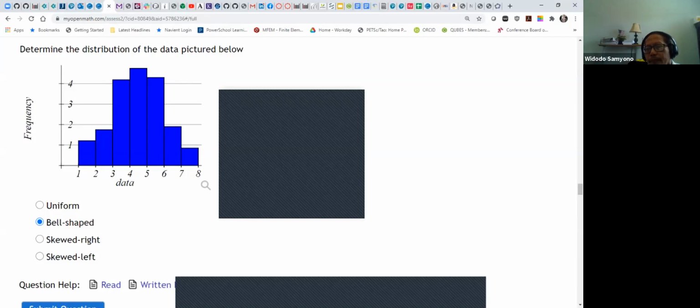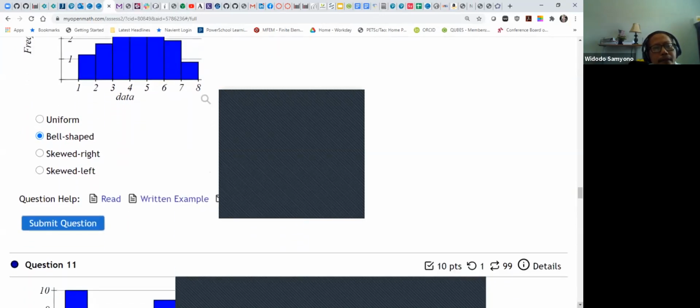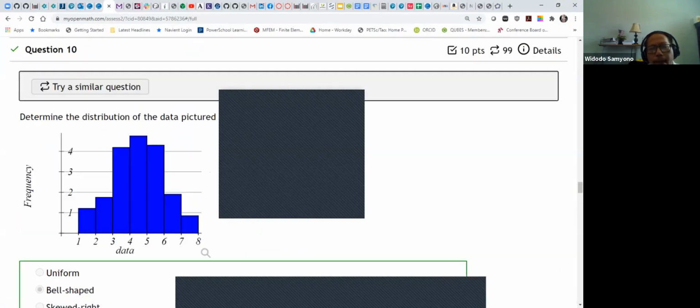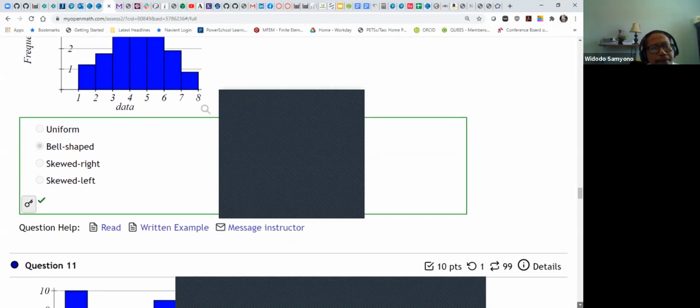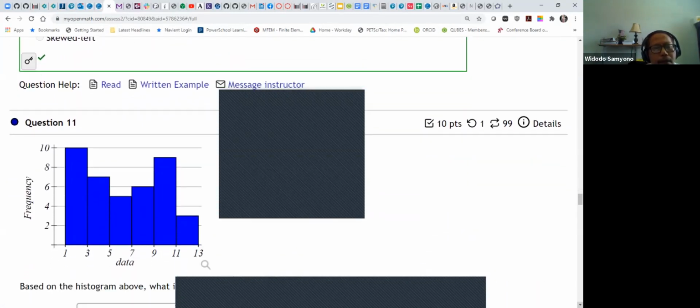Okay. Yeah, I think this one should be the bell shape or the symmetric distribution. Oh, so yeah, we call it a normal distribution. Okay, so the answer is correct. This one is bell shape. Okay.